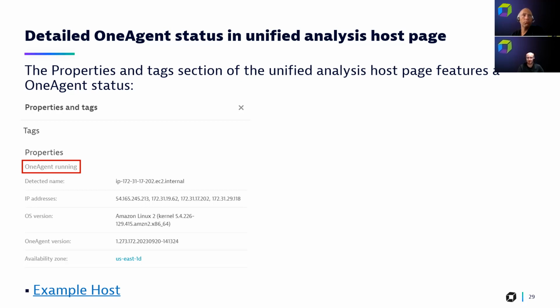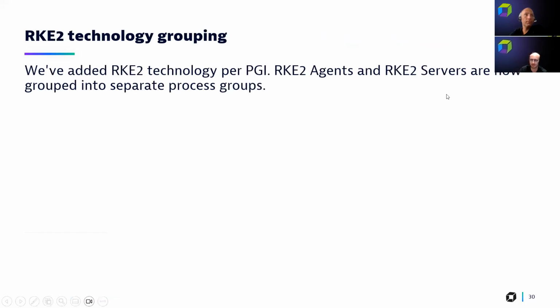You might remember that we have a great breakdown of status explanation in host availability. So I really see it in a good direction. If you are wondering exactly how it looks like, it's exactly the same screenshot, but here's the link for you to see it from the host itself. We have added the new technology, RK2 technology, per PGI. These RK2 agents and servers are now grouped into separate process groups. That's for information.